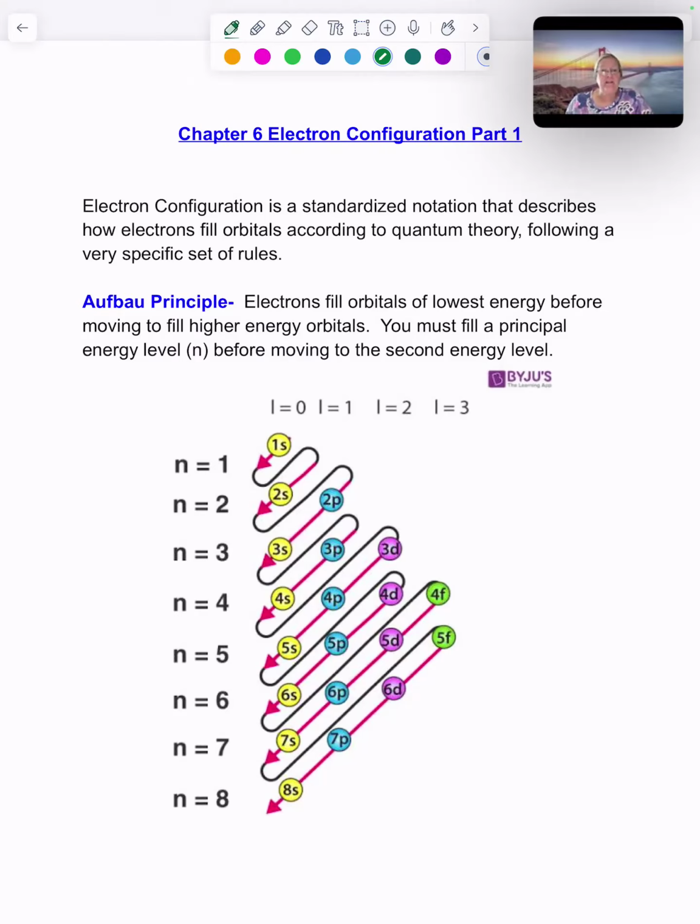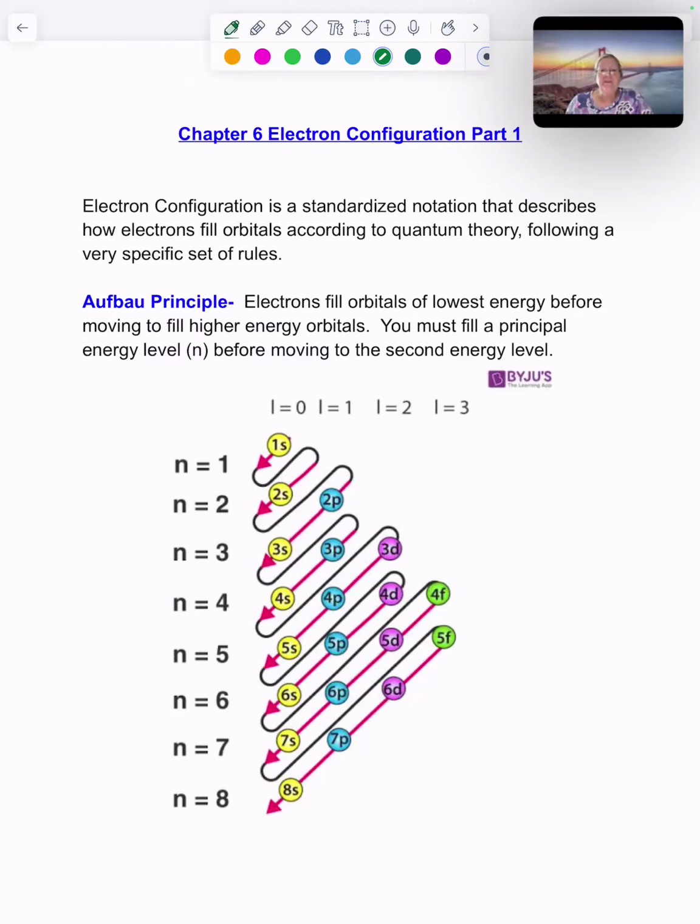Remember, n is our principal energy level. l is our sublevel. n has l being n minus 1. So there's only one sublevel in n equals 1. You've got to fill that before you go to the second principal energy level, n equals 2. Here, there are two different sublevels. We have an s and a p sublevel. Then we've got to go and fill the third energy level. It has three sublevels with it, s, p, and d.